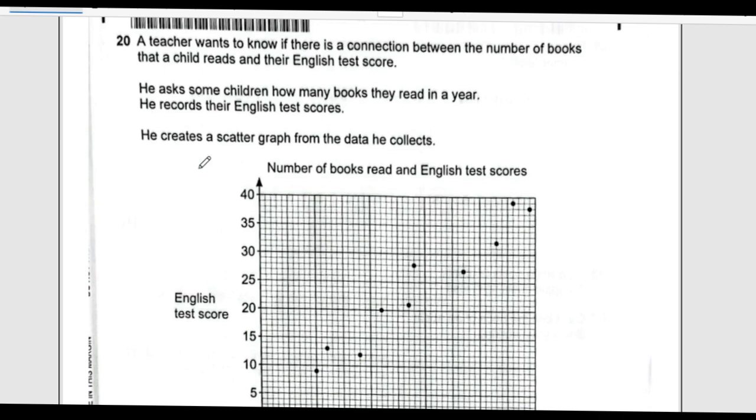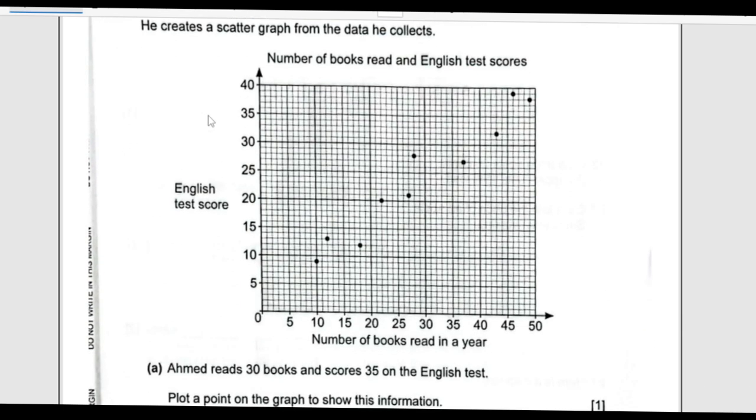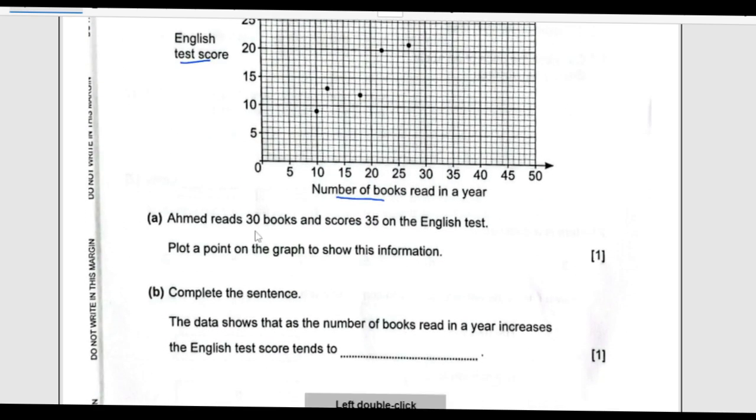Now number 20, a teacher wants to know if there is a connection between the number of books a child reads and their English test score. He asked some children how many books they read each year, right? The number of books each year. He recorded the English test scores also. Then he creates a scatter diagram for this data. You see number of books read and English test score. This side we have test score and this side number of books. So Ahmed reads 30 books and scores 35 on the English test.